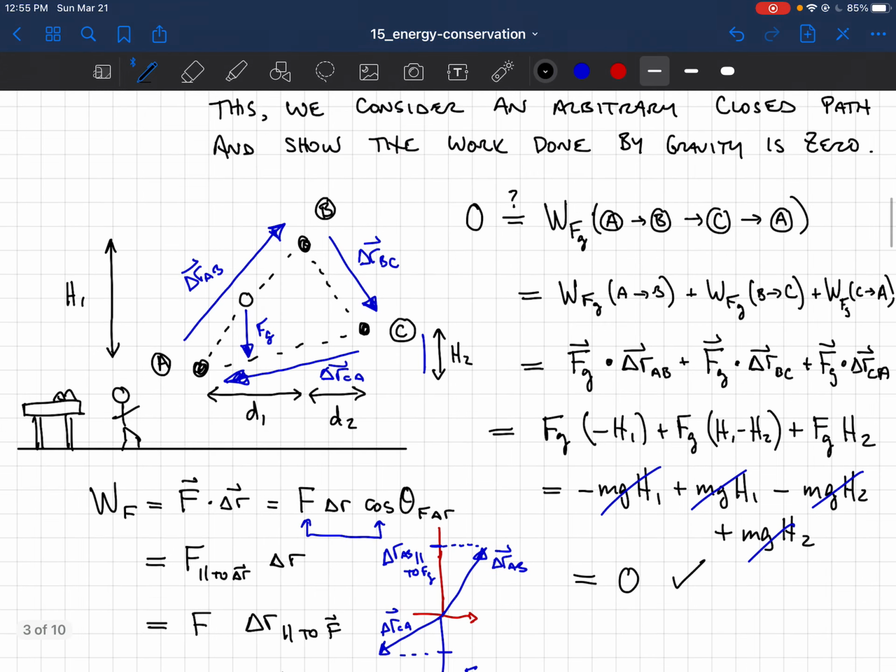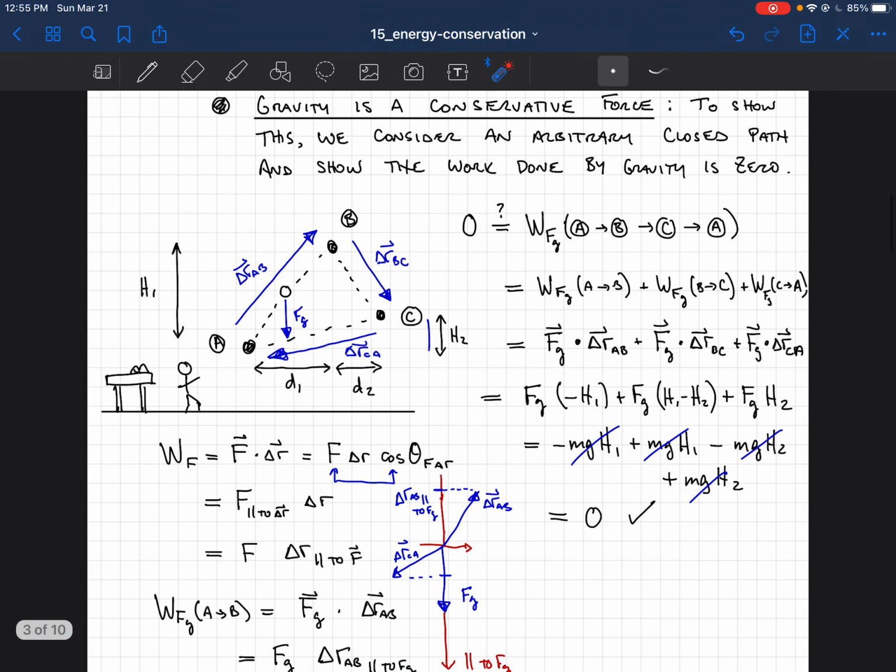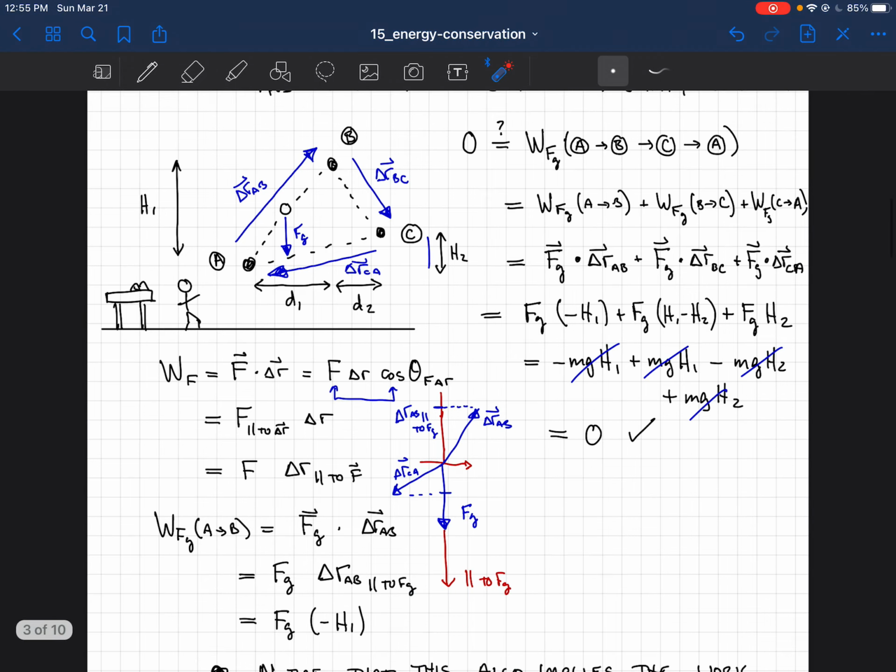So it works. So our question was, if I choose some arbitrary path and go around in a little circle here, I choose arbitrary points. I didn't talk about what H1 or H2 are. I calculate the work in going through that closed loop, and I find that the total work in going through the loop is equal to 0. That means that gravity is a conservative force.